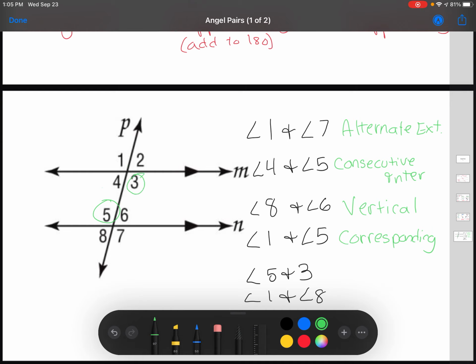5 and 3, they're both inside but on opposite sides, so they're alternate interior. Means INT for interior. And then lastly, I have 1 and 8. They're both outside on the same side, so we'll say consecutive exterior. There we go.